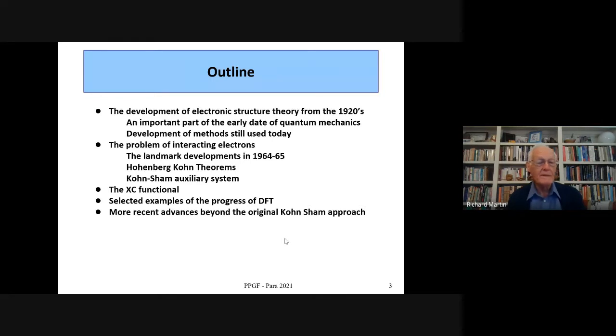The basic thing that determines how well it works is the exchange correlation functionals. And of course, that must be part of the talk. So a few selected examples. I just will not even try to make any kind of an extensive survey of what's done because it's so much. And a few of the advances beyond the original Kohn-Sham approach.